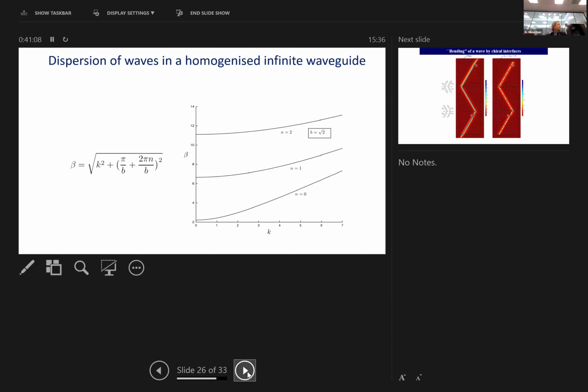And finally, I can also derive a homogenization model for the waveguide and derive this pretty simple dispersion equation where I can write beta as a function of k, and it works really well.